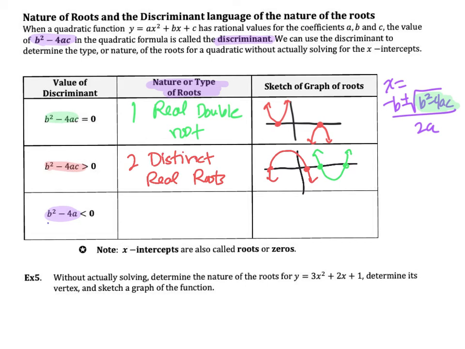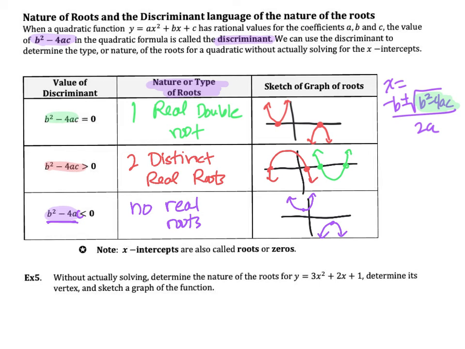If the value underneath the radical, b squared minus 4ac, oh sorry, this is missing a c, apologies, is negative, right, if it's less than 0, then you have no real roots. And so graphically, what does that mean? It means your graph is floating above, the vertex is above the x-axis and it's opening upward, or the vertex is below the x-axis and it's opening downward. So it does not go through the x-axis.